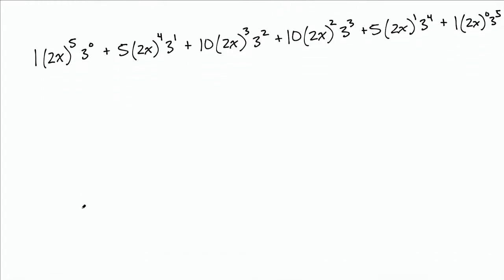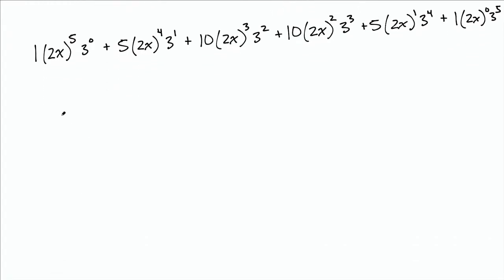Now it's just a matter of simplifying. So I've got here 2^5, which is 32, x^5. 3^0 is 1, times 1 is 1. And the next one, I've got 2^4, which is 16. 16 times 5 is 80, and 80 times 3 is 240. So 240x^4.